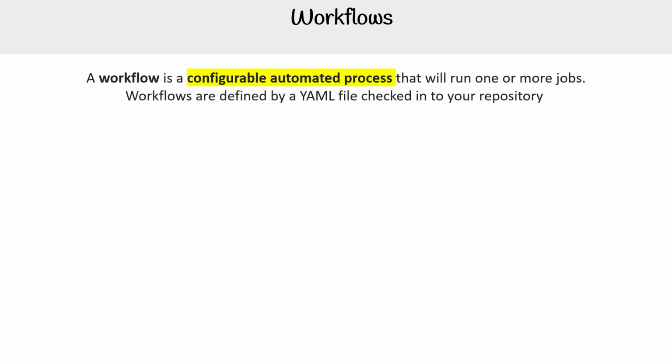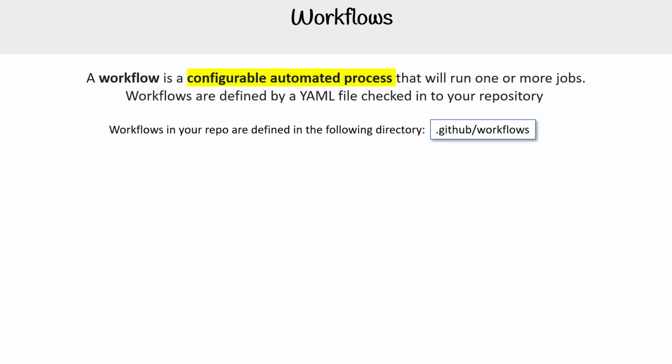Let's talk about workflows. A workflow is a configurable automated process that will run one or more jobs, and workflows are defined by a YAML file checked in your repository. These files are going to be located at .github/workflows. I think you know that by doing the lab now, but I'm just going to reinforce where this stuff is.